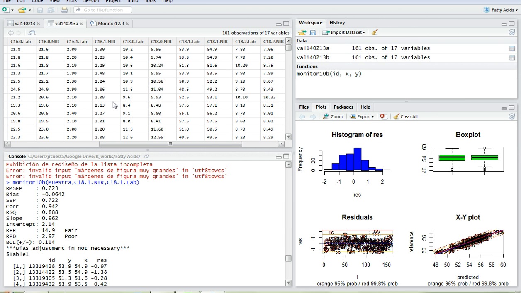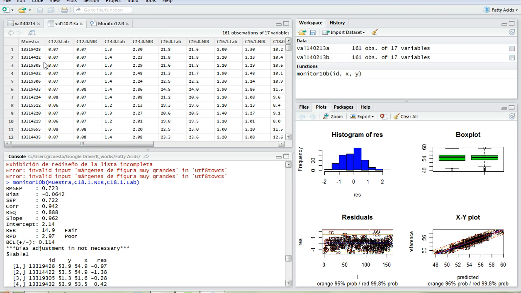Well, in this case I'm monitoring a validation set, and I have the samples on the reference and lab values for different fatty acids, and I want to check the performance of the calibration for the oleic acid. In this case I'm looking at the oleic acid predicted by the near infrared and the oleic acid given by the lab. I see here the RMSP.